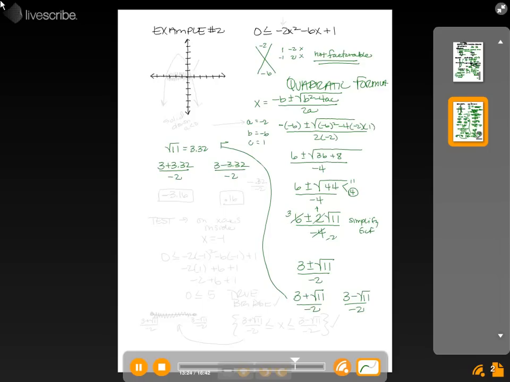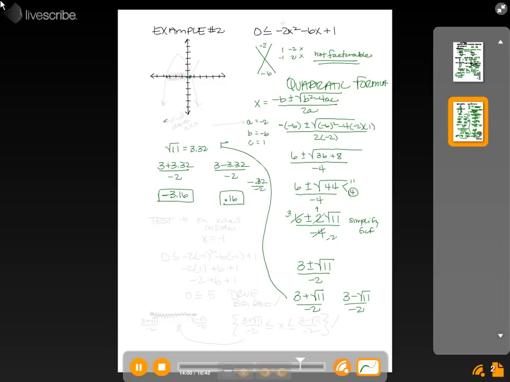Well, 3 plus 3.32 is 6.32 divided by negative 2 ends up being negative 3.16. So that's one of my roots, approximately. The other one, 3 minus 3.32 ends up being negative 0.32 divided by negative 2 gives us 0.16. So there's my other root. We're going to graph these. Negative 3.16 is right about there, and 0.16 is right about here.